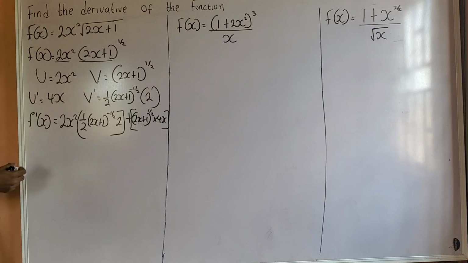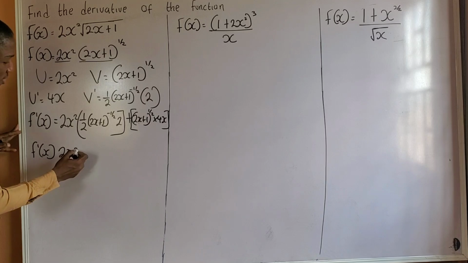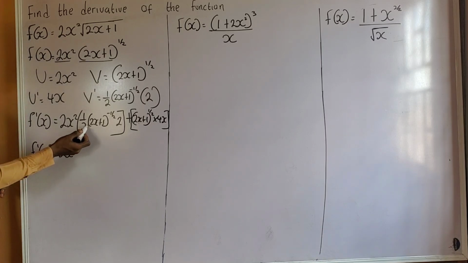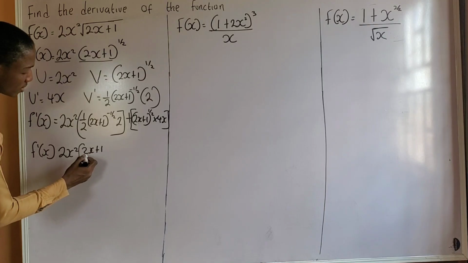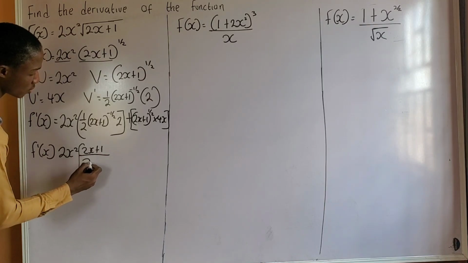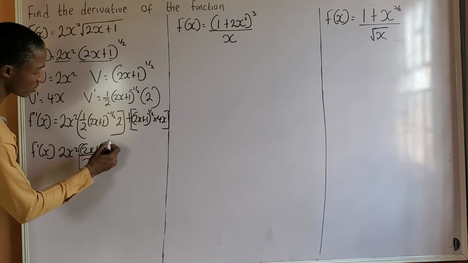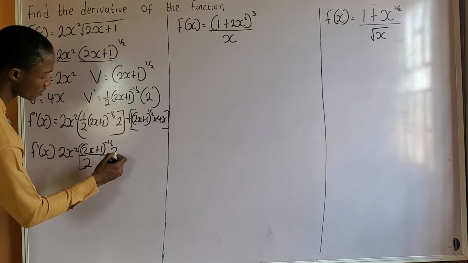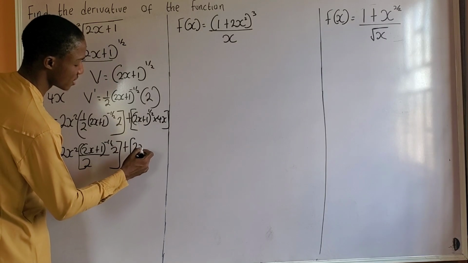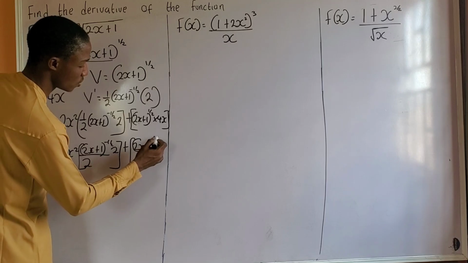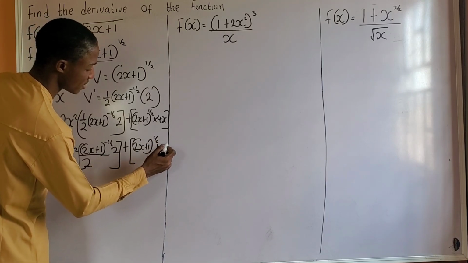Okay, now the derivative of f of x will be equal to, please pay attention, I'm going to have 2x squared. Now these 2x plus 1 all over 2 raised to the power of negative 1 over 2 multiplied by 2, plus 2x plus 1 raised to the power of 1 over 2 multiplied by 4x, right?